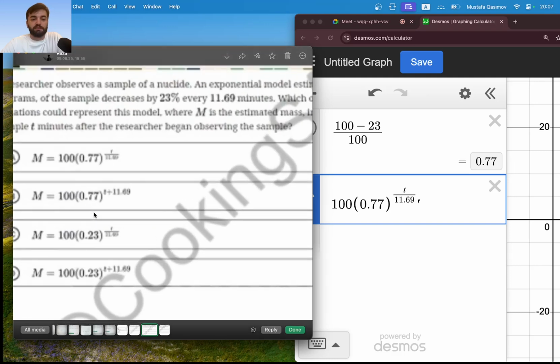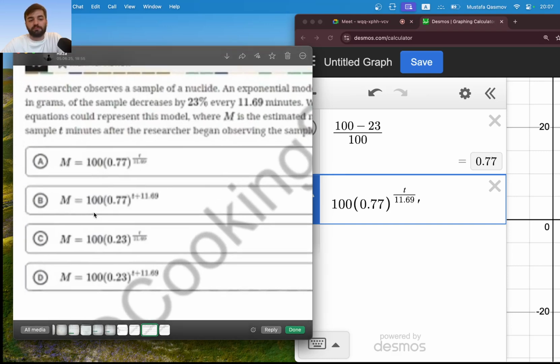B. Okay, it cannot be B actually. Never. No, never. B and D are not correct.